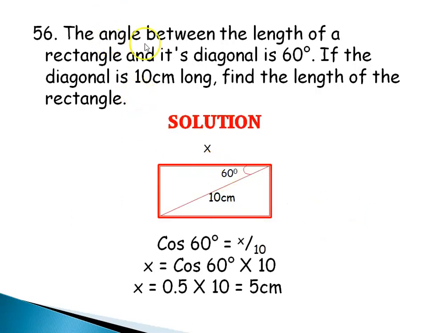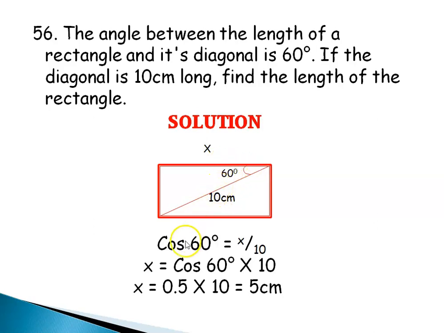Question 56. The angle between the length of a rectangle and its diagonal is 60 degrees. If the diagonal is 10 centimeters long, find the length of the rectangle. Alright, so this diagram would help us. This is the length, this is the breadth, and this is the diagonal. So the angle between this length and this diagonal is 60 degrees, and the length of the diagonal is 10 centimeters. Using trigonometry ratio, you have the adjacent and the hypotenuse.